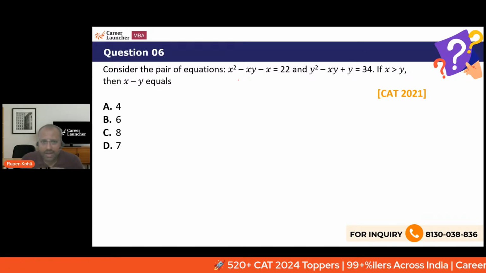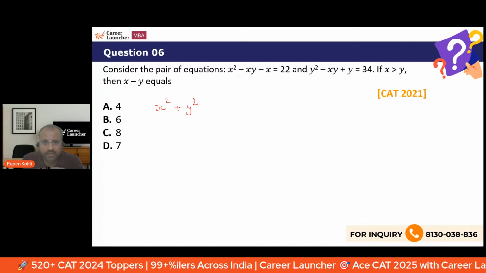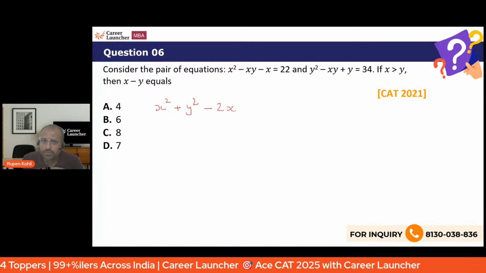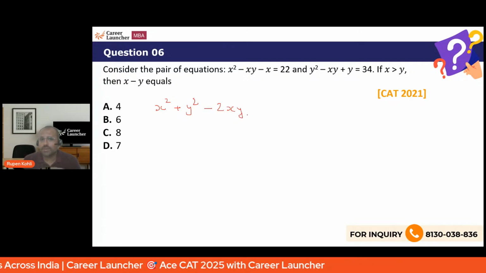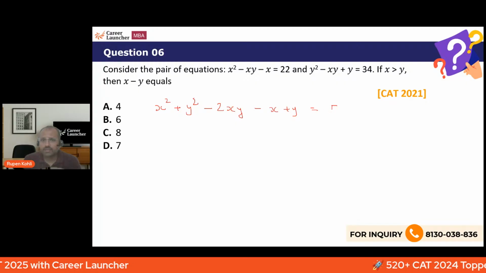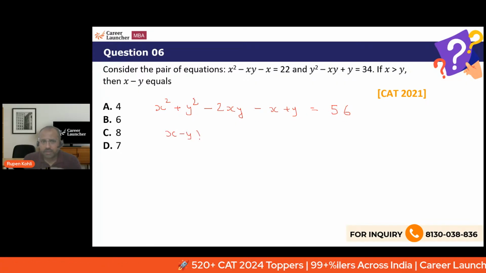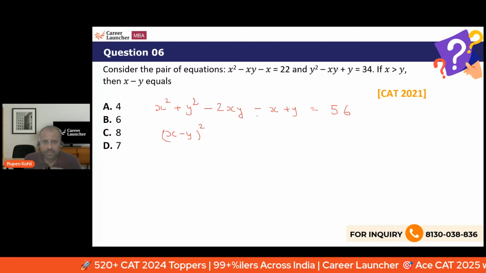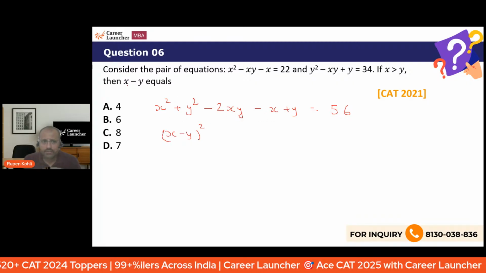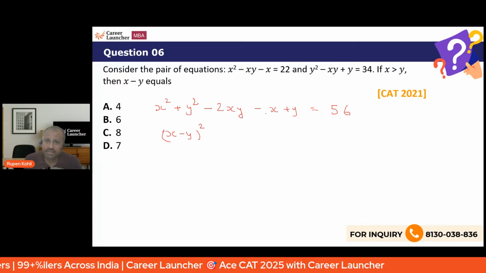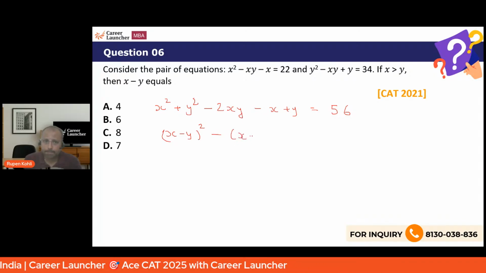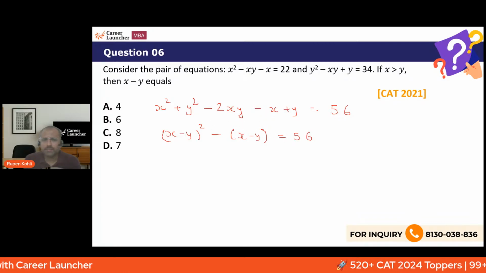So adding the two equations, what do we get? X square plus y square and minus xy minus 2xy. So a perfect completion of square happens over here. And then we have obviously minus x plus y also. And that equals 56, 22 and 34. So therefore this becomes x minus y whole square, this much. And since I want to write in the form of x minus y, so this is negative of x minus y equals 56. So now everything is in terms of x minus y only.